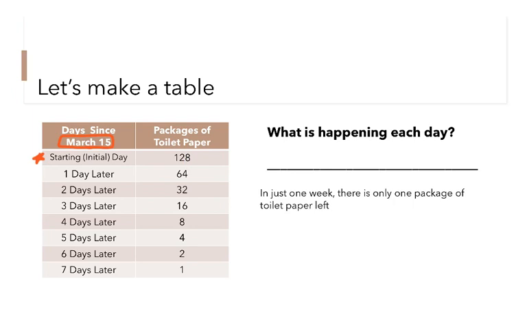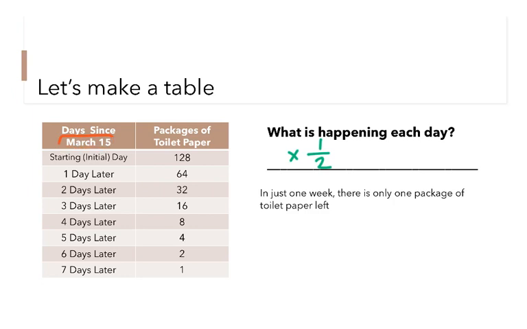So what is happening each day? What is the pattern that you see here for my toilet paper that is available to buy in the store? What's happening is that it's cutting in half. We're multiplying by 1/2, so it's cutting in half each day. So in just 1 week, we went from having 128 packages of toilet paper on the shelf to only having one single package that's going to disappear really, really fast.